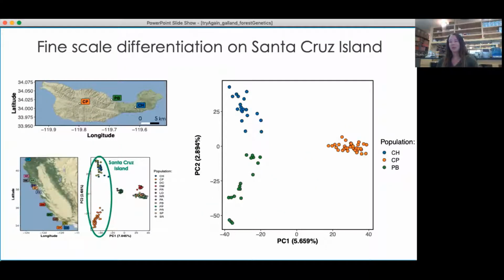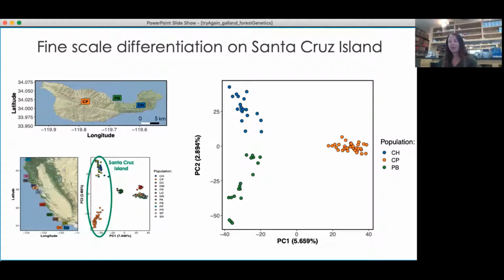Now, if we zoom in on the populations of Santa Cruz Island off the coast of Santa Barbara, things are even more interesting. So first, let's take a look at the map scale here. You can see sampling sites really are only 5 to 6 kilometers apart. When we look at the PCA, we have this remarkable structure on the island itself.